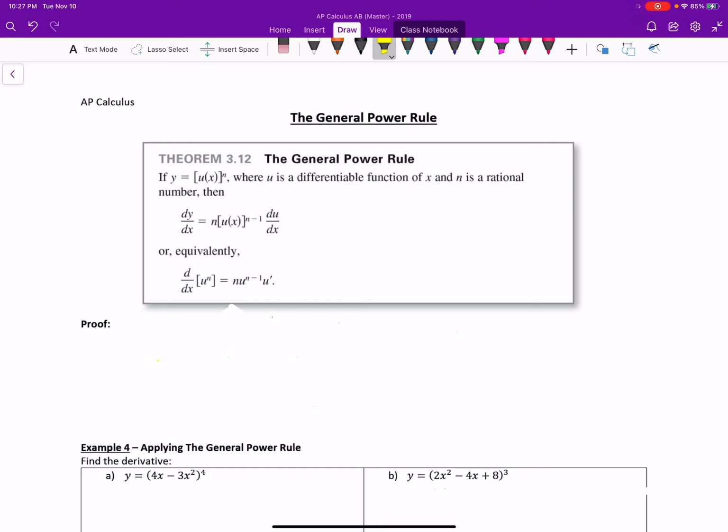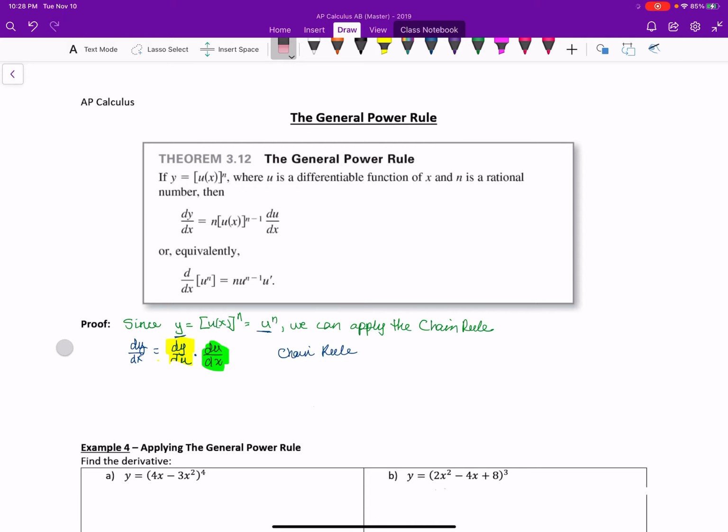There's lots of different ways of writing that. Essentially, the way to prove it is to use the chain rule. So it's saying what we just did before. Since y is equal to u of x to the n power, I can rewrite that as just u to the n. We can apply the chain rule. So that's where we're going to start. I'm going to use the chain rule, dy dx is equal to, in yellow, it's going to be dy du, which is the outer function.